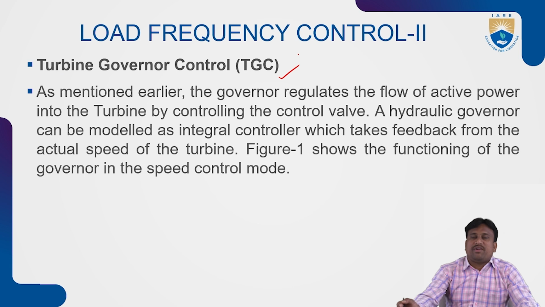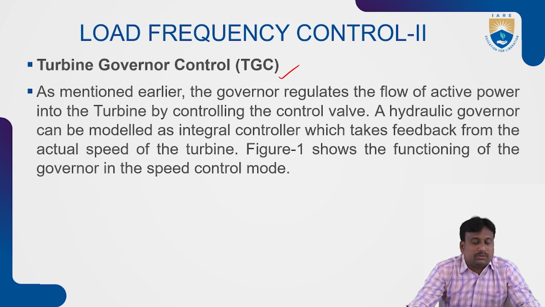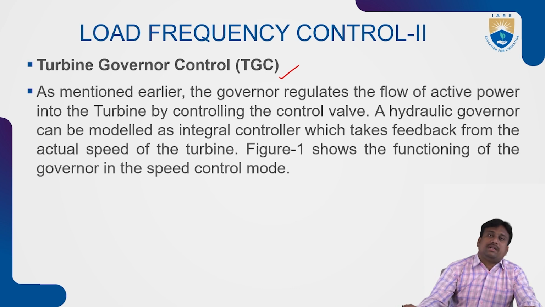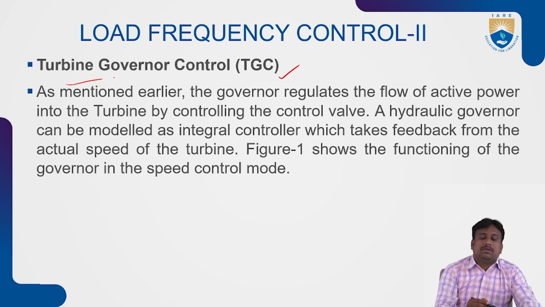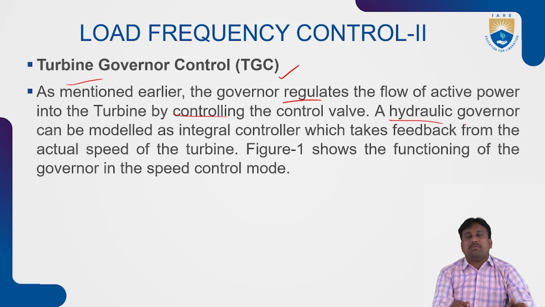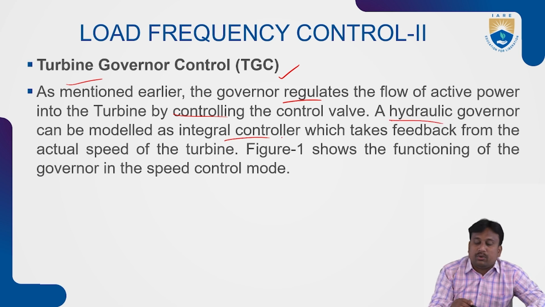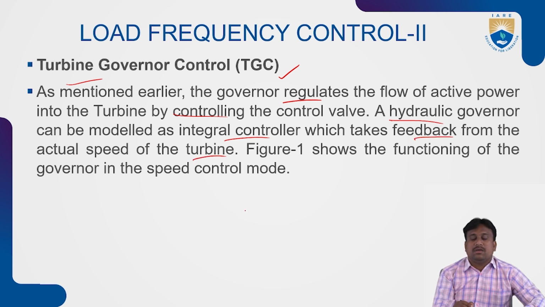In this load frequency control operation, we will discuss turbine governor mechanism control. What is this TGC, or turbine governor control? As we mentioned earlier, the governor regulates the flow of active power into the turbine. That is done by controlling the control valve. A hydraulic governor can be modeled as an integral controller which takes feedback from the actual speed of the turbine. Here we are representing the functioning of the governor in the speed control module.